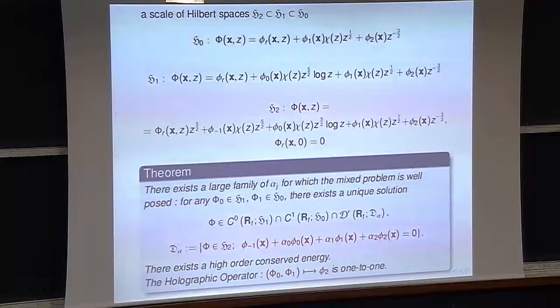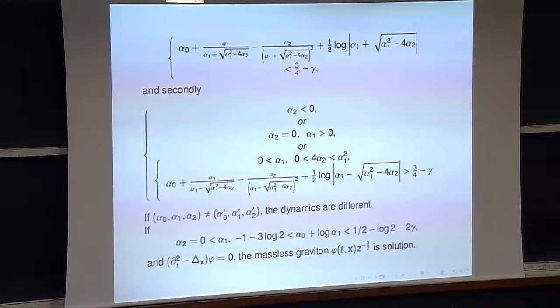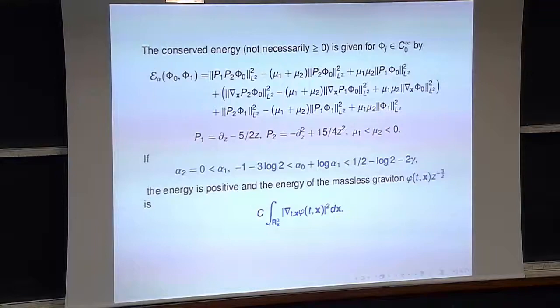Some remarks. The family of conditions, this family given by alpha 0, alpha 1, alpha 2, is a very large family. We have the constraint here, gamma is the Euler constant. Two important things. We have constructed a really large family. And for a large family, the massless graviton is in our theory. Moreover, the conserved energy, which is ugly, is positive when this constraint is satisfied and coincides with the usual energy for the massless graviton.